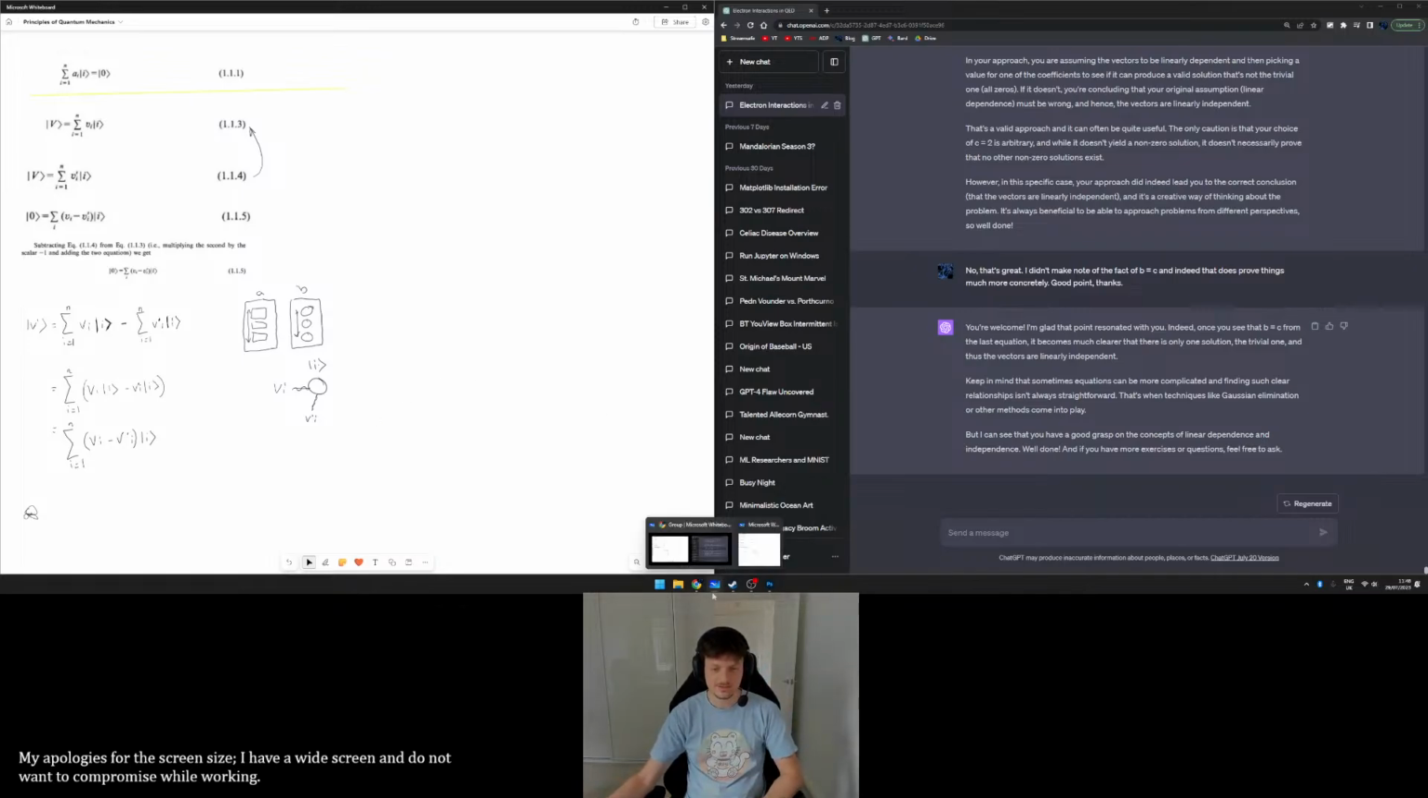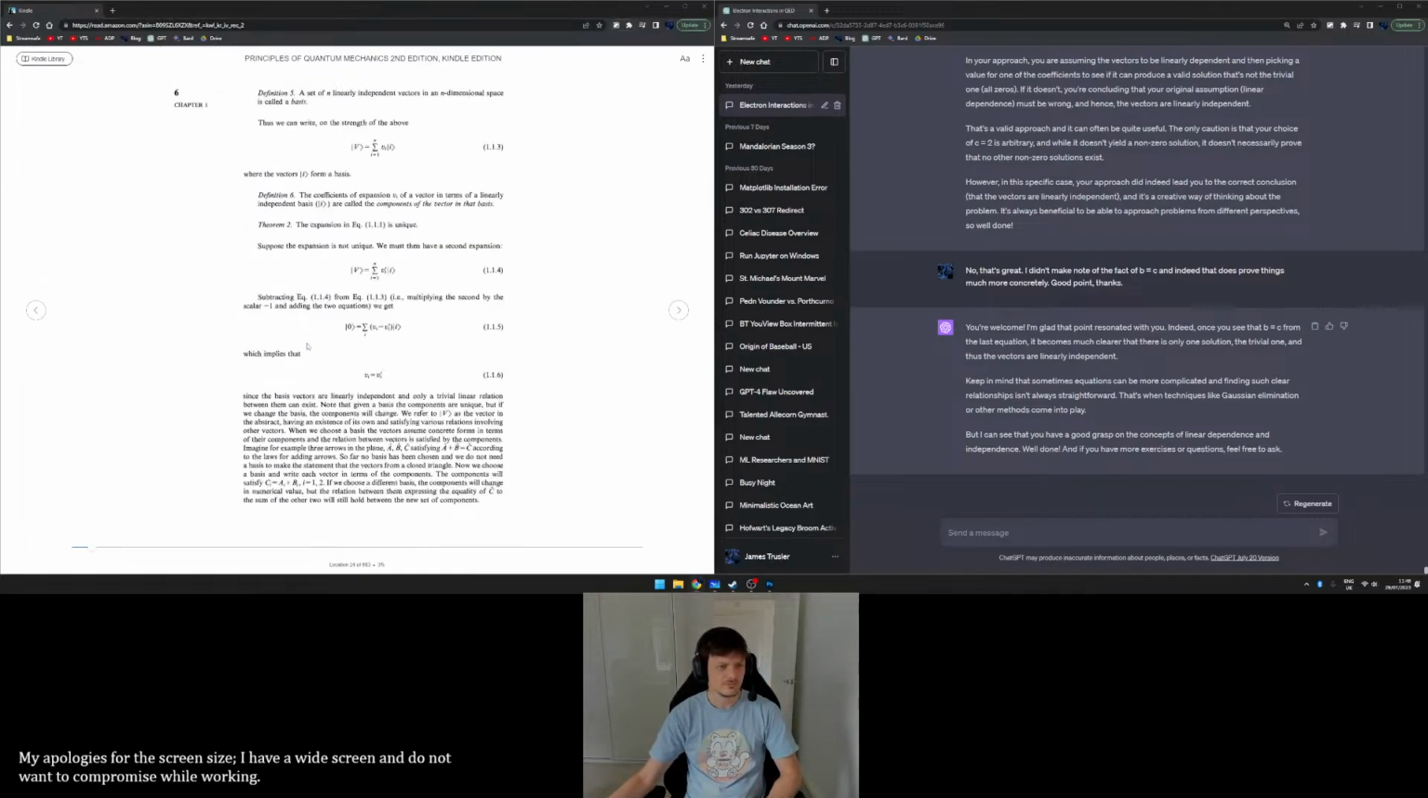So let's go back to this, which implies that v_i is equal to v prime_i, since the basis vectors are linearly independent and only a trivial linear relation between them can exist.